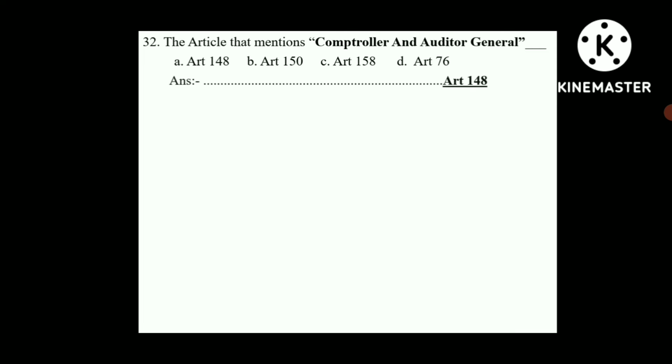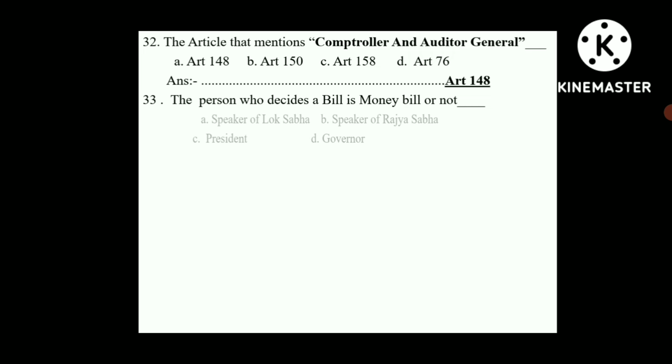The article that mentions Comptroller and Auditor General, that is in short form we know it as CAG. Is it Article 148, Article 150, Article 158 or Article 76? The answer would be Article 148. Now comes the 33rd question.